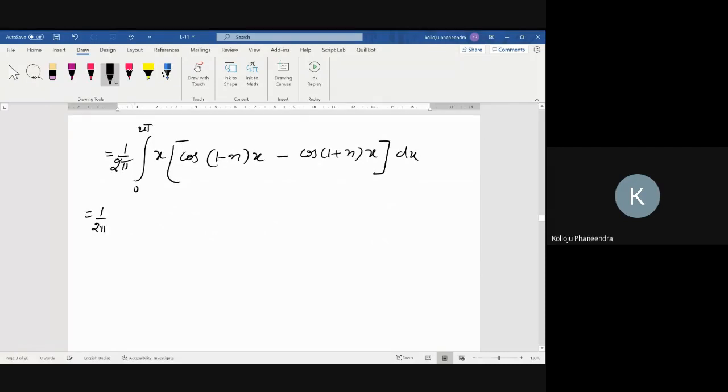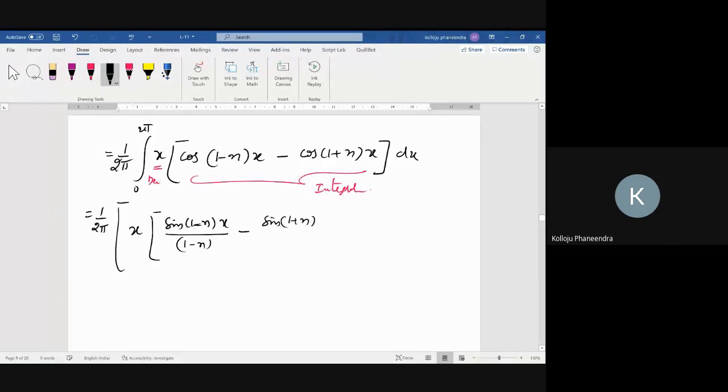1 by 2 pi. Now take the integration. This is the derivative part and this entire expression is the integrating part. So the derivative part stays as it is and the integration part is integrated. Cosine integration gives sine by 1 minus n, minus cosine integration again gives sine 1 plus nx by 1 plus n. First term is over. Next one, x derivative. This is minus x derivative 1.